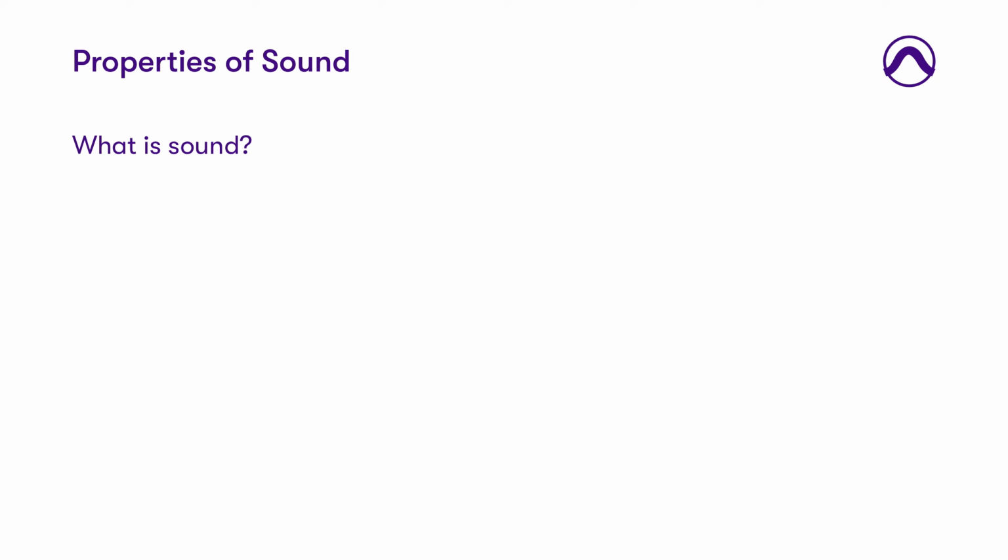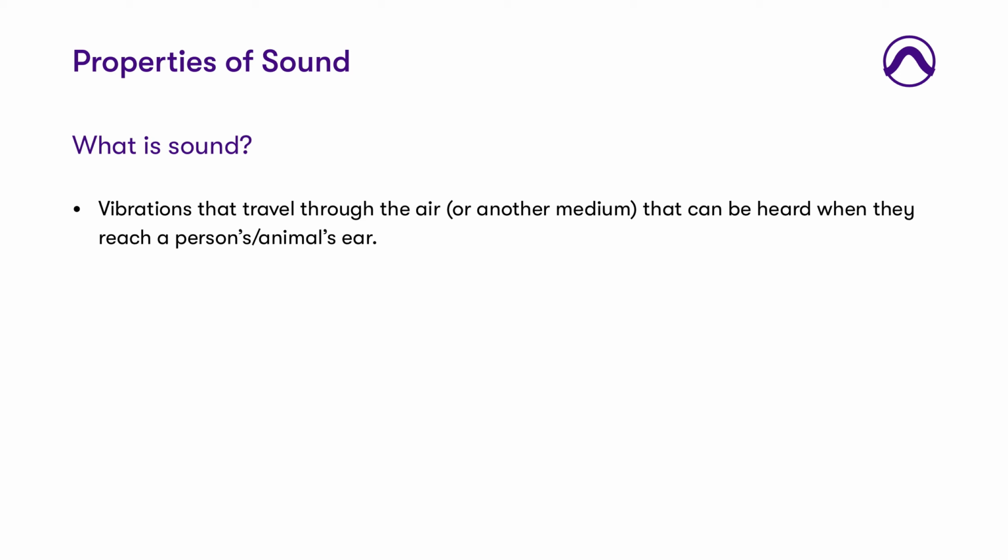If we are asked what is sound, how would we go about defining it? We all know what it is, but sometimes it's not easy to put into words something that seems so obvious. Many times words associated with sound come to our mind when we are asked to define it. Words like waveform or frequency or vibrations. But when we string these words together, we can actually get a definition. Sound is defined as vibrations that travel through the air or another medium that can be heard when they reach a person's or an animal's ear.